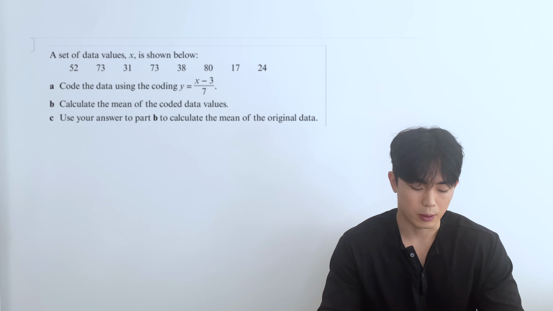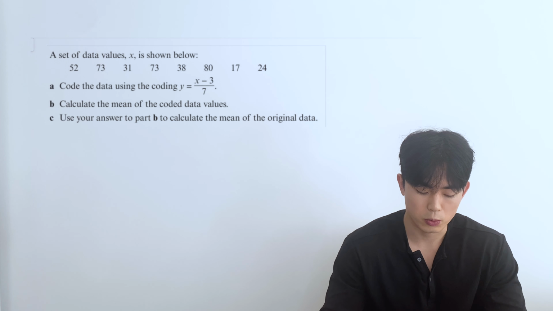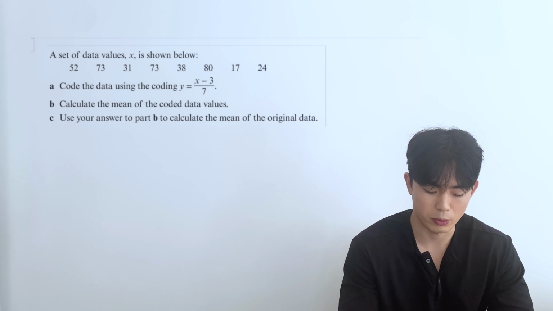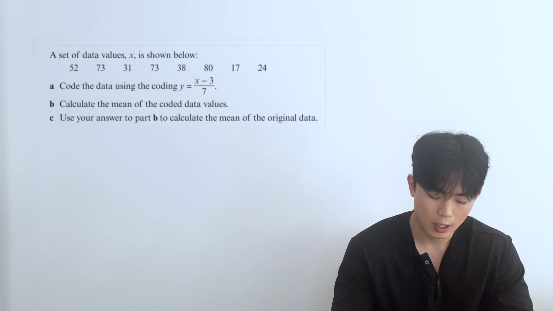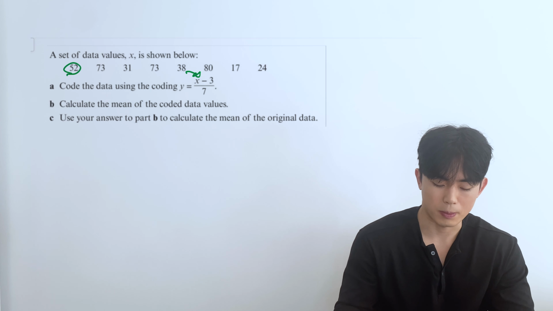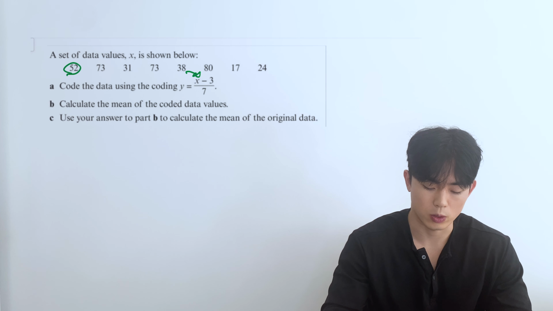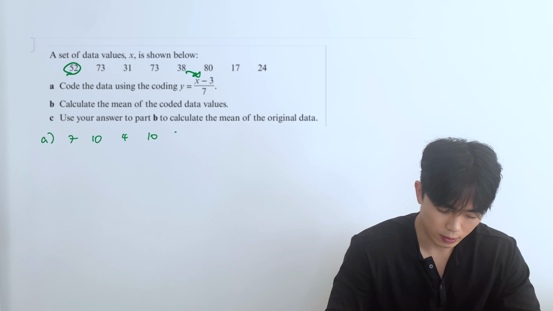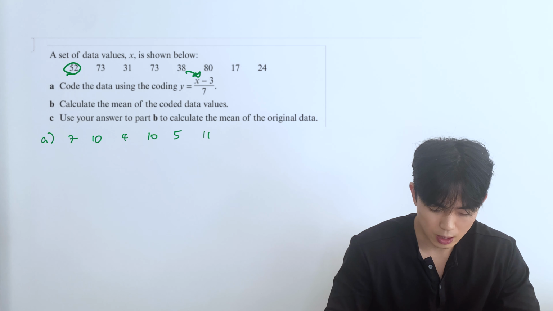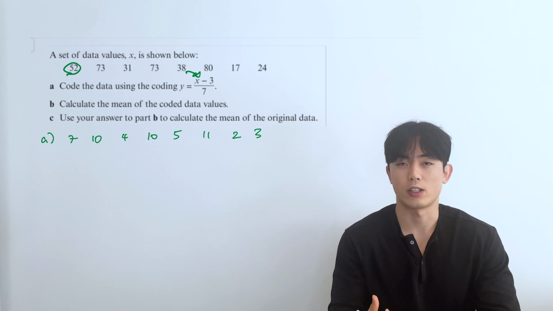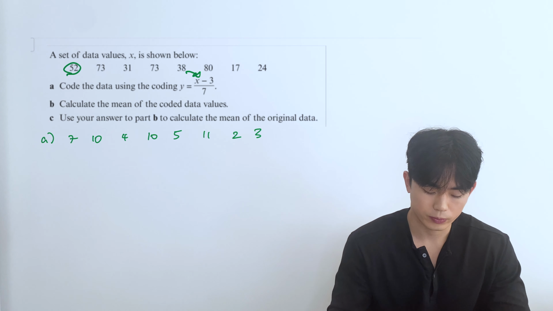Okay, so let's look at this example here. So we have a set of data values x, which is shown below. As you can see, they're difficult-ish numbers, right? So we're going to use a code to make it a bit more simple. So what we have to do is just plug in these values individually into this code here. So 52 minus 3 over 7 and each individual one. So the coded data will now be 7, 10, 4, 10, 5, 11, 2, and 3. So this is the coded data. Now it's a bit easier to use. They're a bit more simple numbers to use.